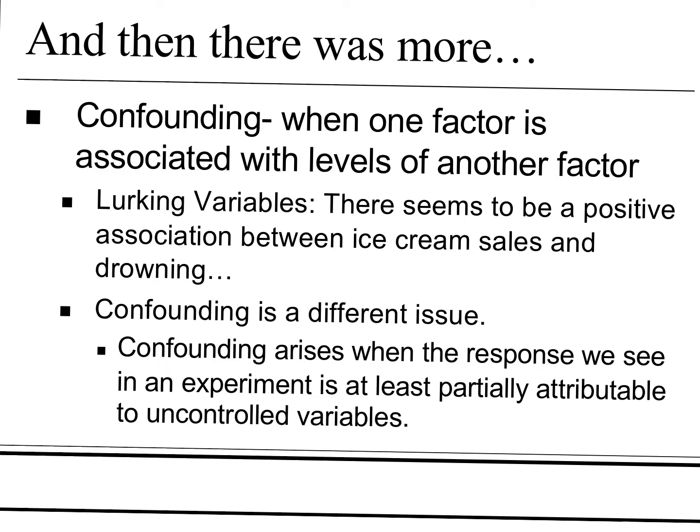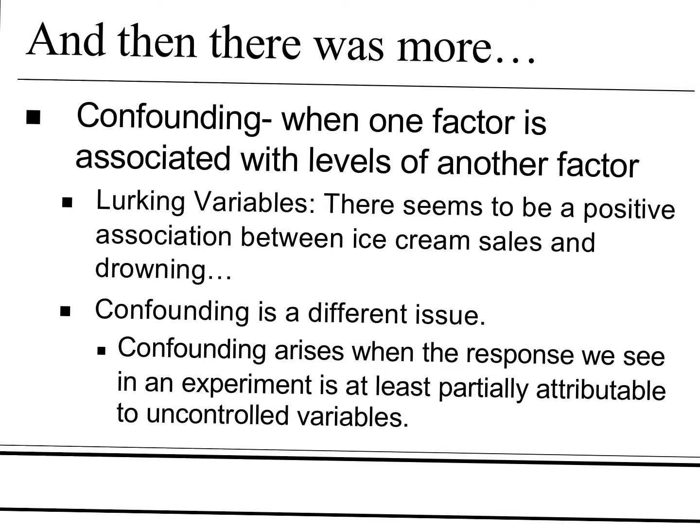So there's 2 things, lurking variables and confounding variables. Lurking variables are what cause there to seem to be an association. Ice cream sales and drowning. As ice cream sales increase, so does drowning. So you better not eat ice cream, you might drown. Or maybe it's just a lurking variable of summer, right? And in the summer, ice cream sales increase, and in the summer, the drownings increase because people are swimming, and so that's why they seem to have an association. That's a lurking variable.